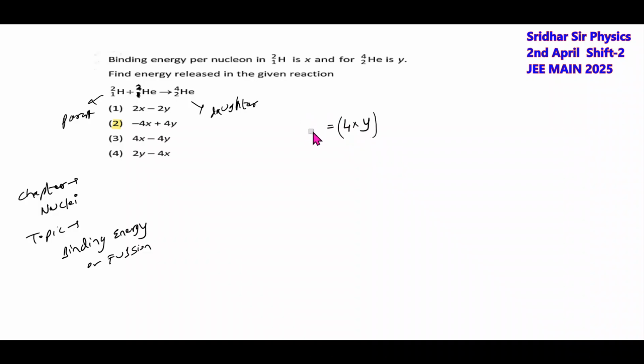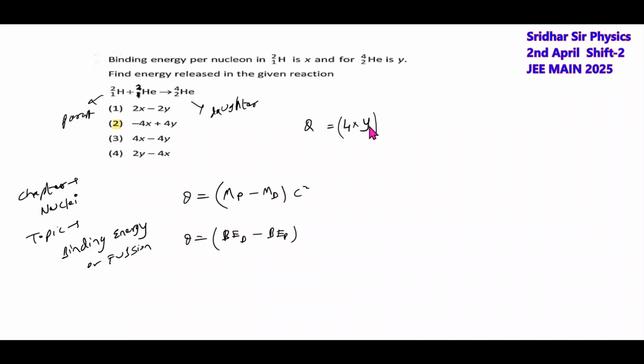The energy released equals the binding energy of the daughter minus that of the parent. If they give the mass, then the mass of the parent minus the mass of the daughter gives the energy released. Two formulas are there: Q equals mass of parent minus mass of daughter times c square, or binding energy of daughter minus binding energy of parent. If they give information on mass, use the first formula. If they give binding energy or binding energy per nucleon, use the second formula.